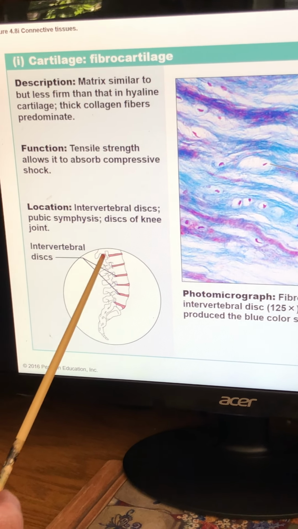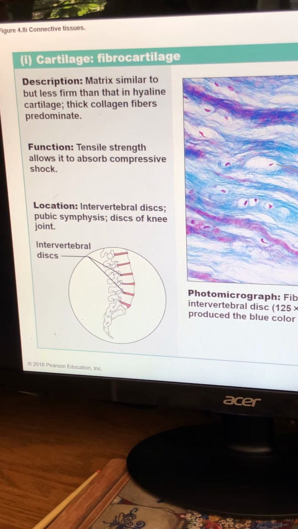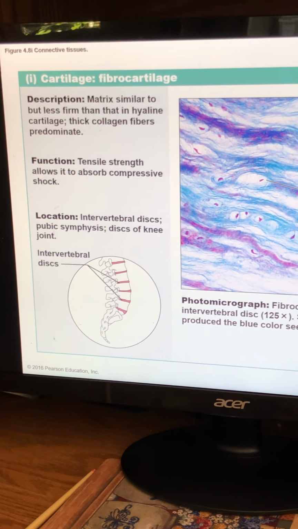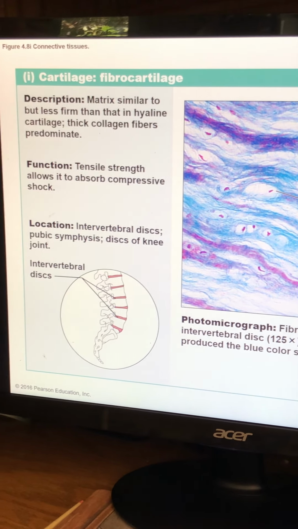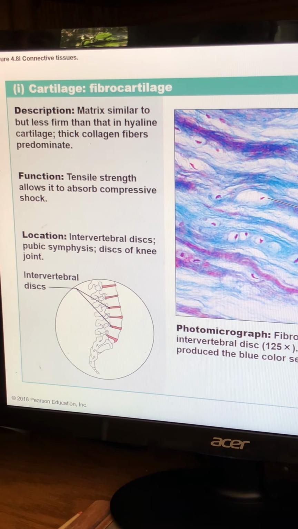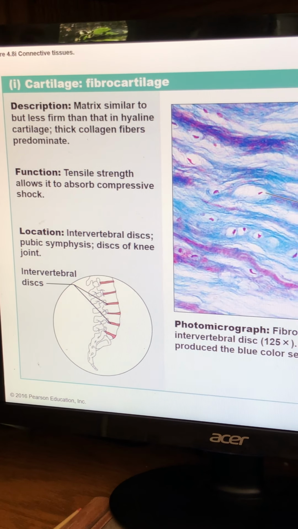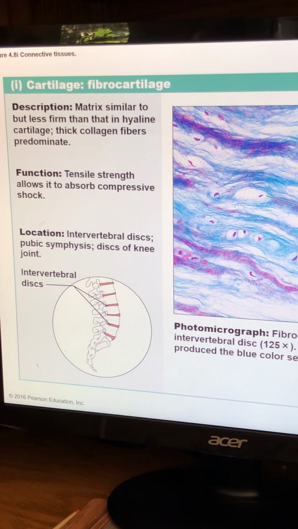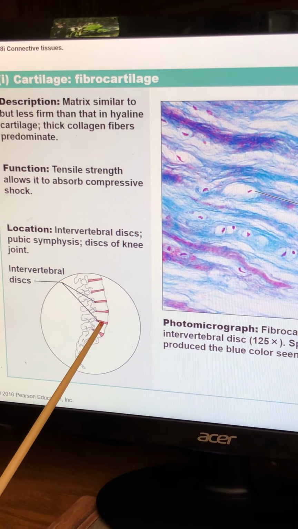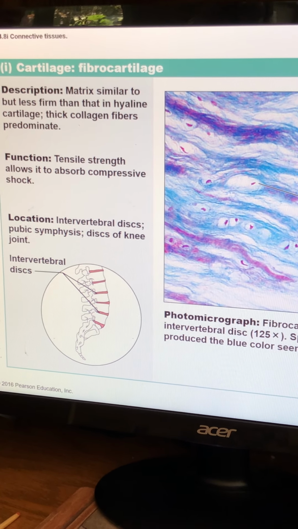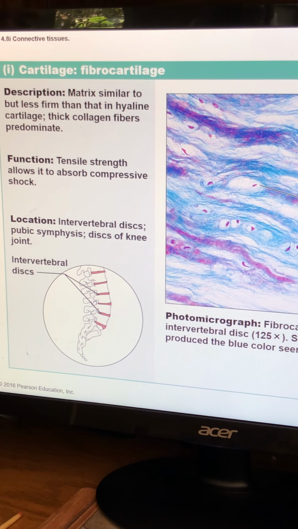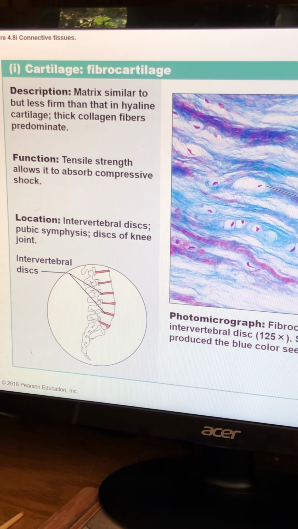The discs of your back, I usually explain to my patients, are kind of like a jelly donut. So the outside of the jelly donut is going to be made of this fibrocartilage, and then the inside, the jelly of the jelly donut, is what can make this disc go flatter. It's because you've lost the inside portion of the jelly donut, or the inside portion of that intervertebral disc.